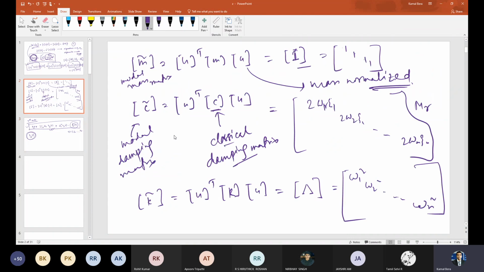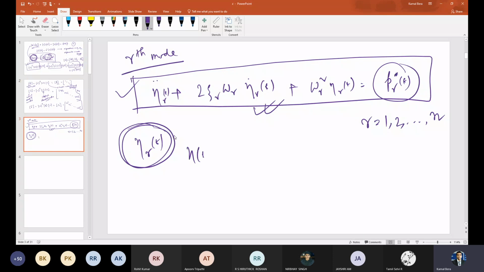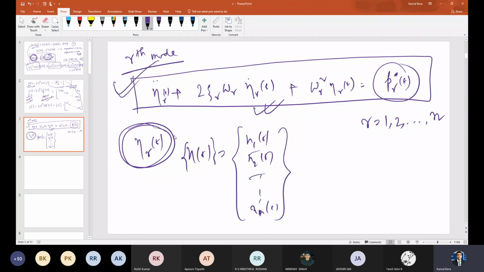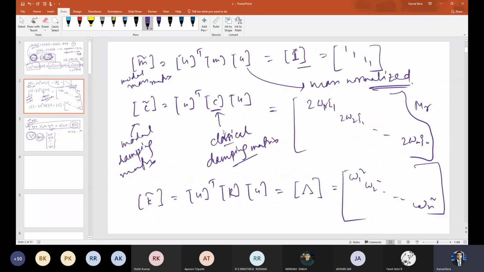Finally you have to substitute this eta r t here, because our aim is to find out the response of the system, which is x t, not eta t. x t is the physical response. The modal matrix u is known to us. Now we will substitute the eta t vector here. Eta t is nothing but eta 1 t, eta 2 t, like that, eta n t. For each one you will find out by solving this equation, and finally you substitute in this expression to get the result in the physical coordinate. That we have discussed many times.